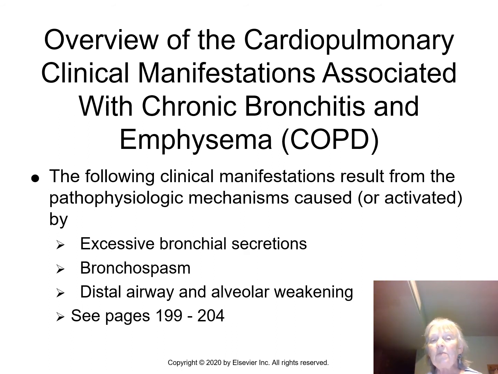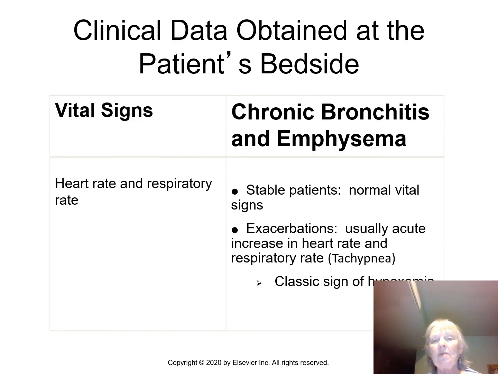So if you look at this, your book has got a really good overview of the manifestations that we see with COPD. As you can see, we have excessive bronchial secretions, bronchospasm, and then weakening of the distal airways and the alveoli. And then there's a number of slides. I'm not going to go through all of these. I'm just going to show you them.